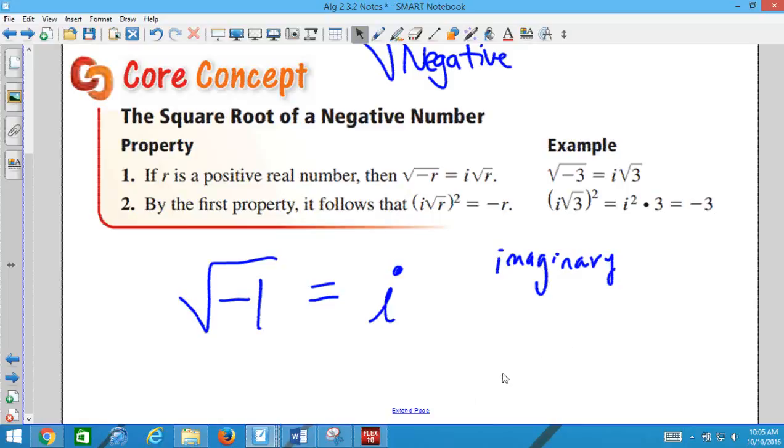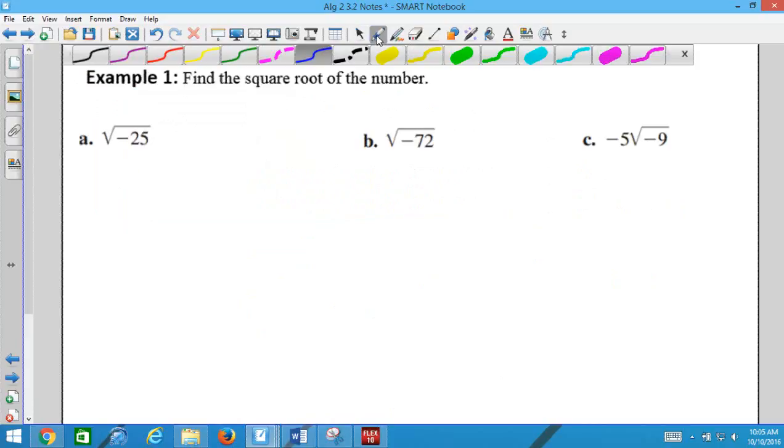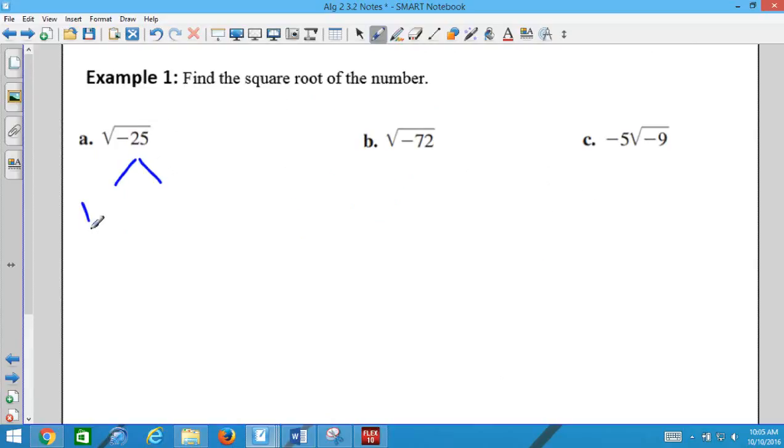So if you turn the page, you'll see some examples. The first one is the square root of -25. We're going to go ahead and make a factor tree, and we're going to break that apart to the square root of 25 multiplied by the square root of -1, because -1 times 25 is -25. So we break out the -1. And what's the square root of -1? i.